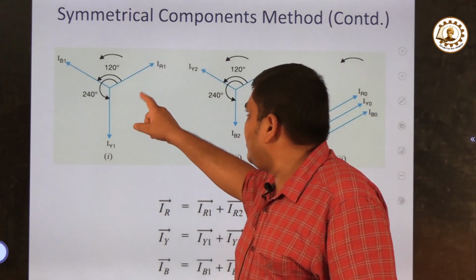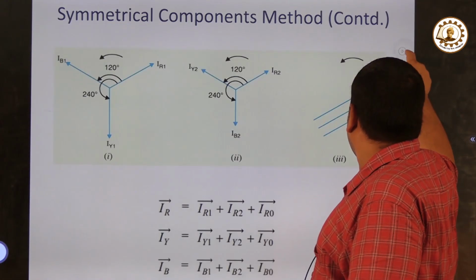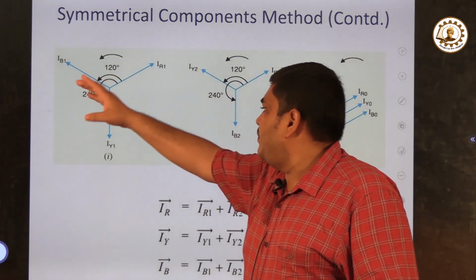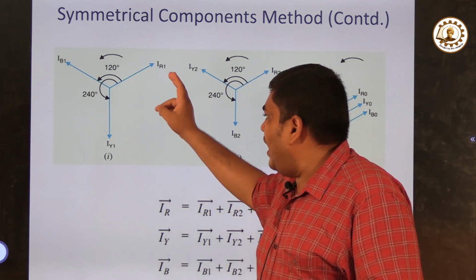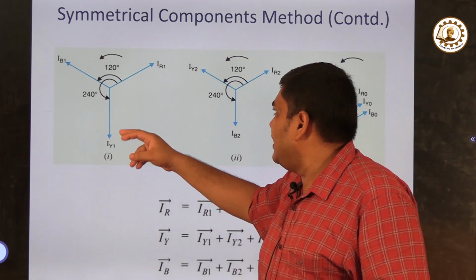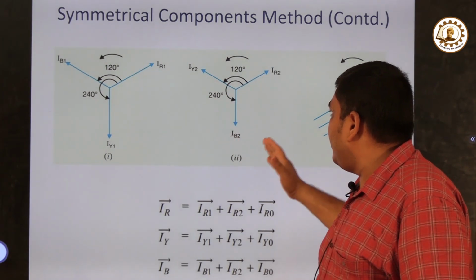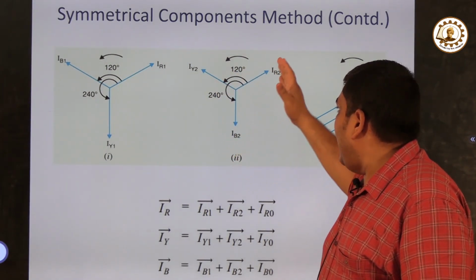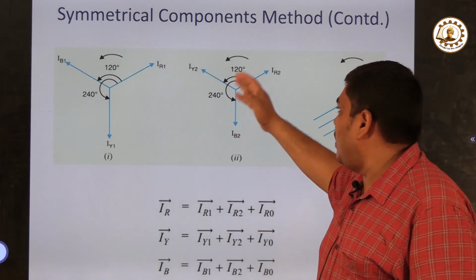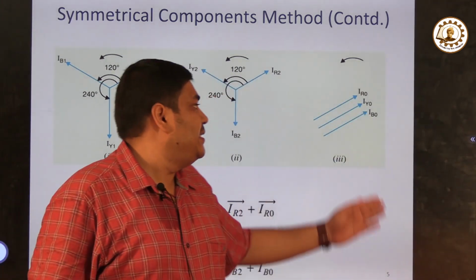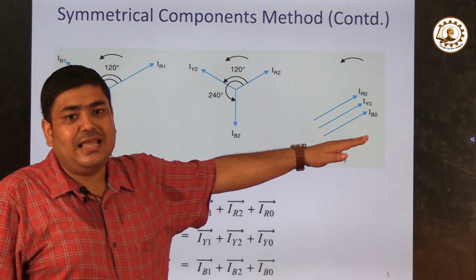Now let us go to the figure. This is the positive sequence component of the current. This is the R phase, Y phase and B phase. Here we are counting the phase sequence R, Y, B in clockwise direction and each phase has 120 degree phase displacement. The negative sequence component is shown in the figure. Here R, Y, B is counted in anti-clockwise direction and the phase displacement is 120 degree. And this is the zero sequence component of the current. Here the phase displacement between the two phases is 0 degree.